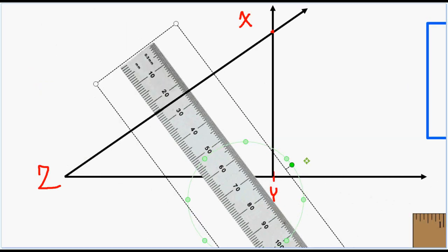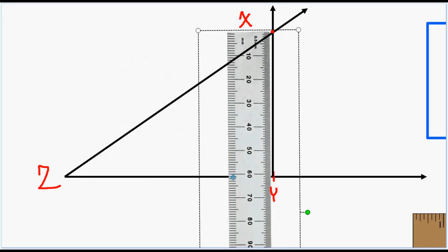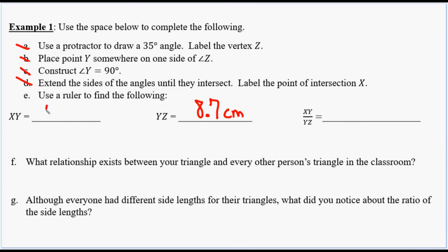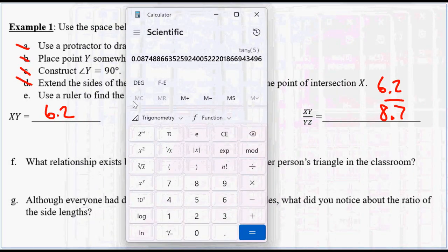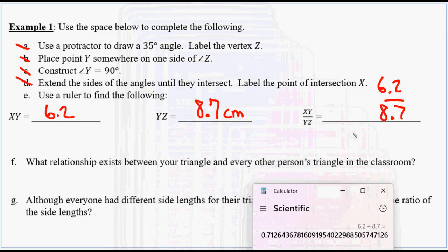So that I'm going to have to rotate. And we're going up here. And that looks like about 62 millimeters, so 6.2 centimeters. So if we set up a ratio here, a fraction, I want XY up top, 6.2 divided by 8.7. And here's my calculator. So we're going to do 6.2 divided by 8.7, and we get about 0.71.